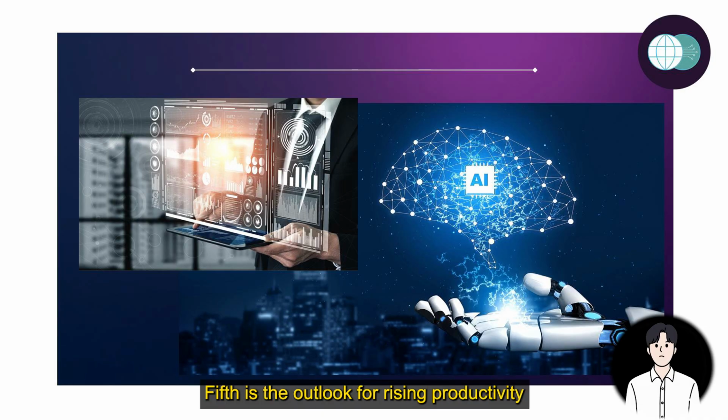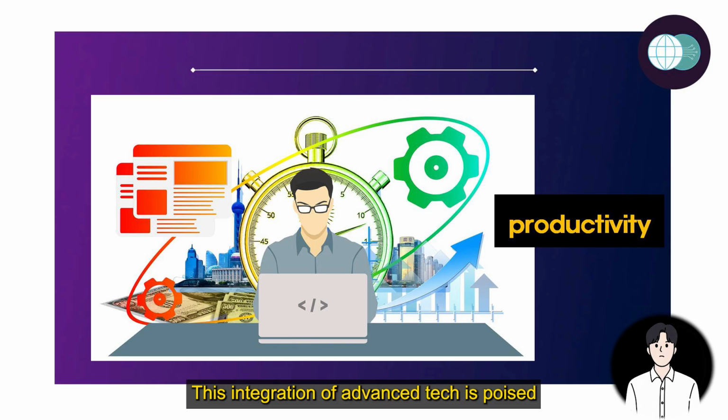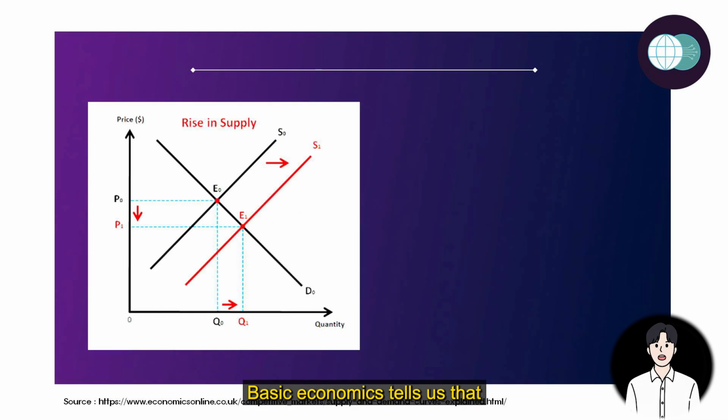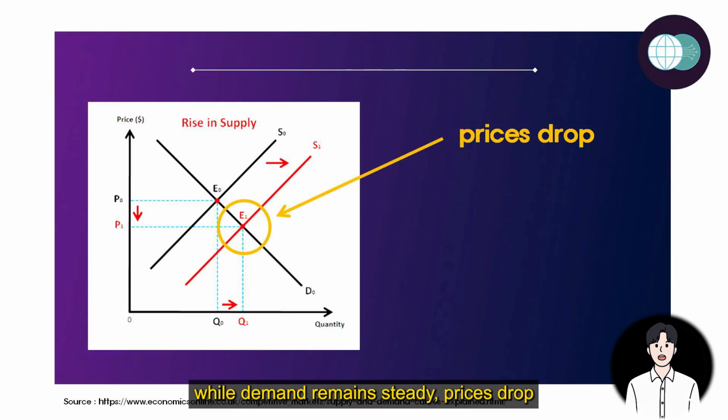Fifth is the outlook for rising productivity and falling prices, driven by the transition into a new technological era. This integration of advanced tech is poised to significantly boost productivity and expand the supply side of the economy. Basic economics tells us that if supply increases while demand remains steady, prices drop.